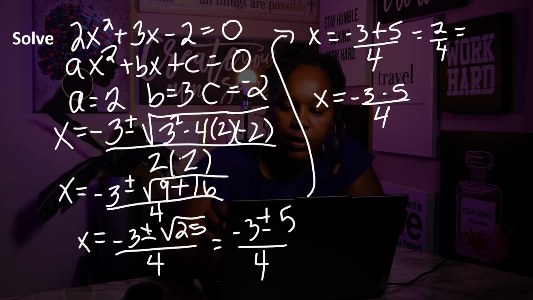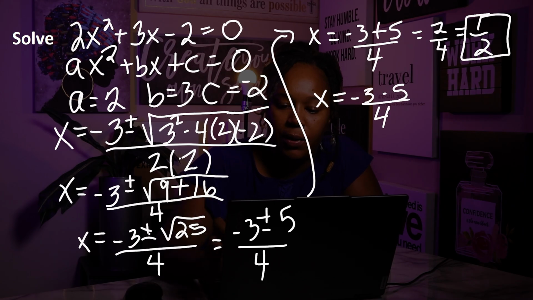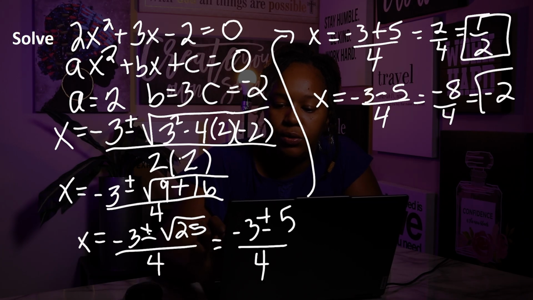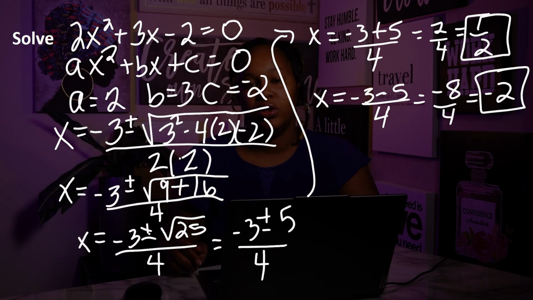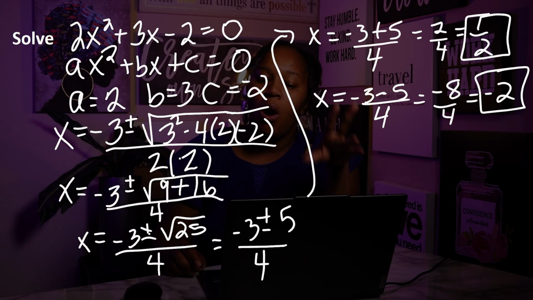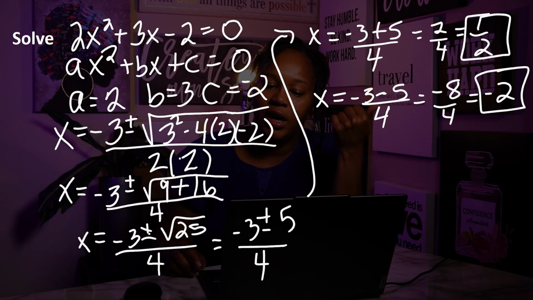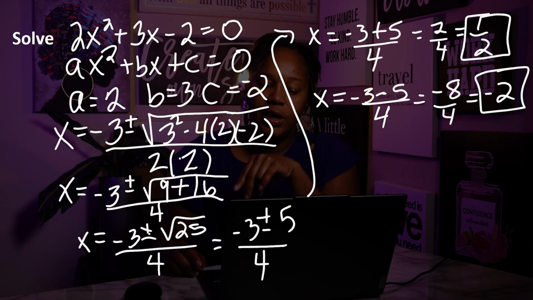2 over 4 reduces down to 1/2. So that's your first answer. All right. And this one is -3 minus 5, which is -8. -8 over 4 is -2. That will be your second answer. So you end up with two answers on this equation, x equal to 1/2 and x equal to -2.